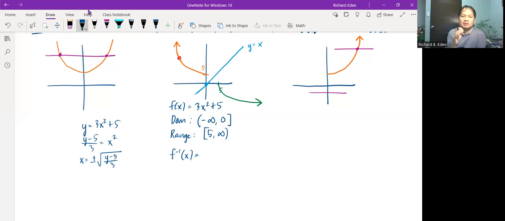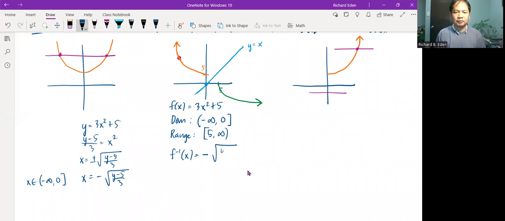But can we make a choice here between plus or minus? Is it positive or negative? Which do you think? The negative one. Negative, because the domain consists of negative numbers along with 0. Because x is in negative infinity to 0, x is negative square root of y minus 5 over 3. So this equation describes the function f. For the inverse, we switch the roles of x and y. So f inverse is negative square root of y minus 5 over 3.